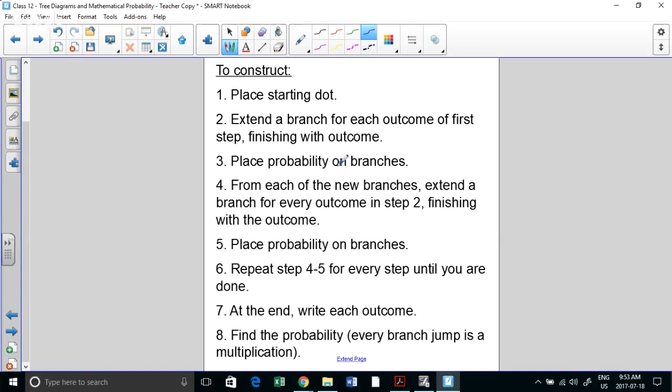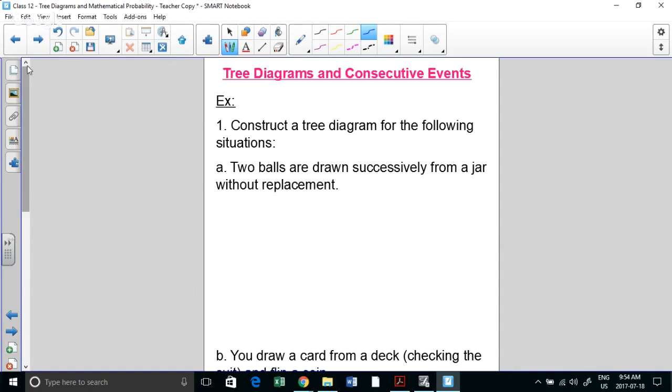On the branches, we're going to write the probability for each of those outcomes. From each of our branches, we are then going to extend a branch for every outcome in step 2, finishing with the outcome, and then we put the probability on the branches. And then we keep repeating this pattern until we run out of steps. All right, so let's take a look.